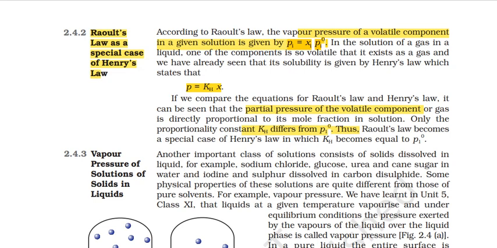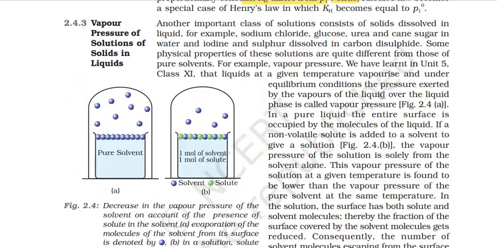तो हमने already देखा कि जो Raoult's law और Henry's law है उसमें सिर्फ proportionality constant का ही फर्क है. एक जगह पे you have it as the partial pressure of the pure solvent and somewhere else you have it as the Henry constant. Next up, we have vapor pressure of solutions of solids in liquids. अब जब solid को liquid में डाला, what can you say about the vapor pressure? यानी जो solute था हमारा, that was now solid.